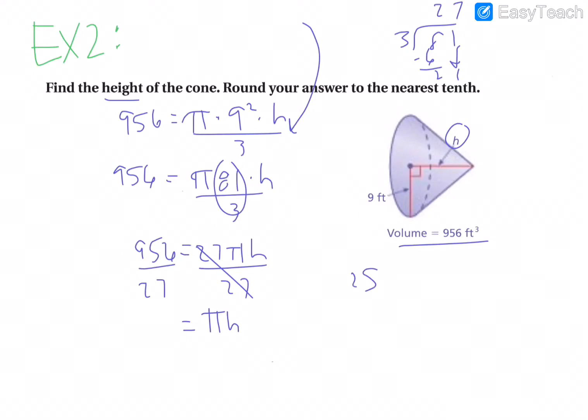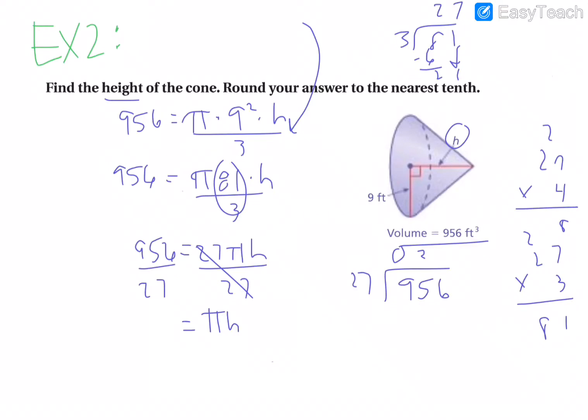27 into 956. Too much. Alright, so 3. Too much. And there it is, 5.